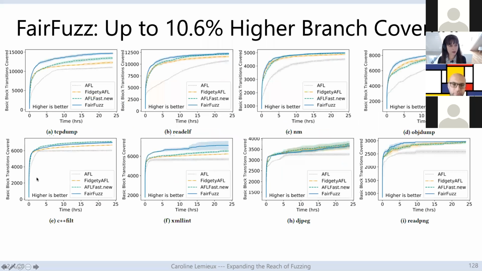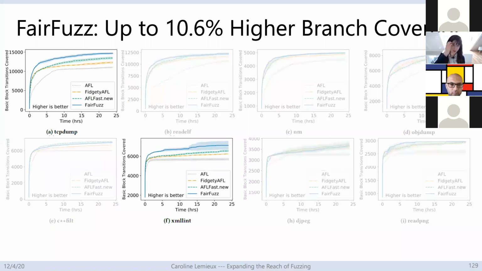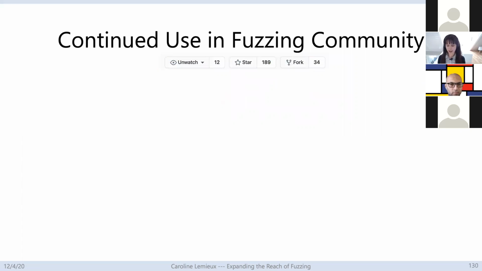Overall, what we found is that FairFuzz exceeded or at least equaled the coverage of state-of-the-art fuzzing. It achieved up to 10% increases in branch coverage, especially on benchmarks that had highly nested structure, like lots of if statements within if statements. And because this approximation was still pretty effective and didn't actually change the objective function, it was very easy to use.